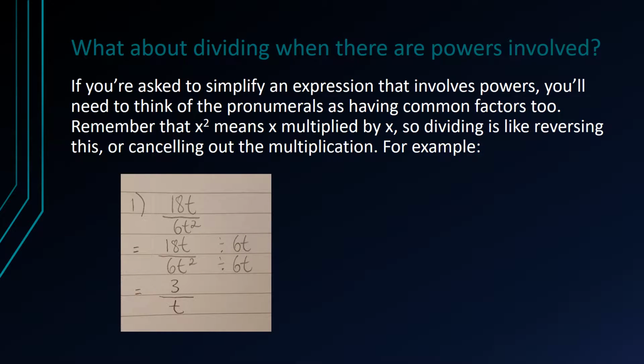For example, in this one we've got 18t over 6t squared. So we can use 6t as our common factor here. So we've got 18t divided by 6t, and that gives us 3, because the t's cancel one another out. And then on the bottom, 6t squared divided by 6t. We've only cancelled out one of the t's, and there were 2 multiplied t's there. So we can't cancel them both out, and what we're left with on the bottom there is just t.